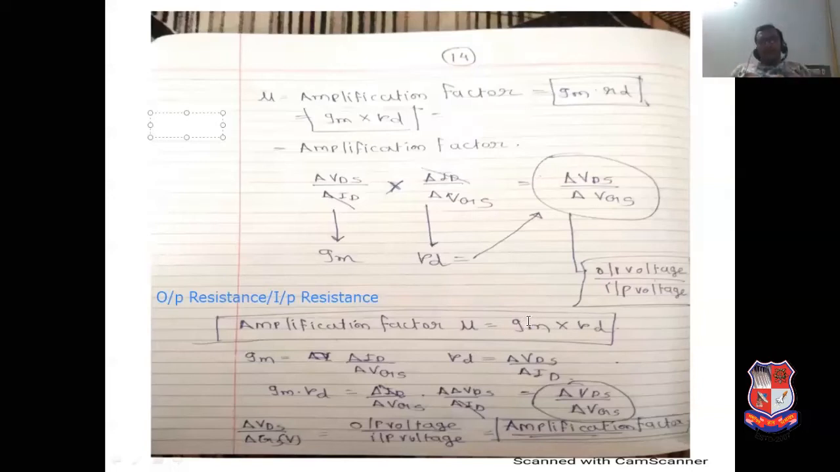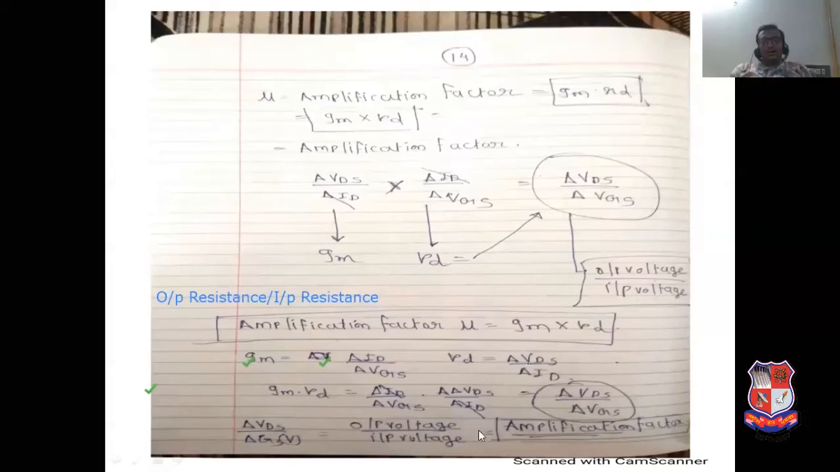Why is it known as the amplification factor? That I have proved here. It is the basic equation. See this. Gm equals delta ID upon delta VGS, and RD equals delta VDS upon delta ID. In this page, it is divided into two parts. It is reverse engineering. I have written here that it is known as reverse engineering. Delta ID upon delta VGS times delta VDS upon delta ID. Delta ID cancels.